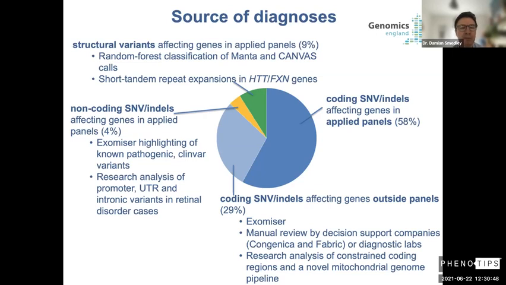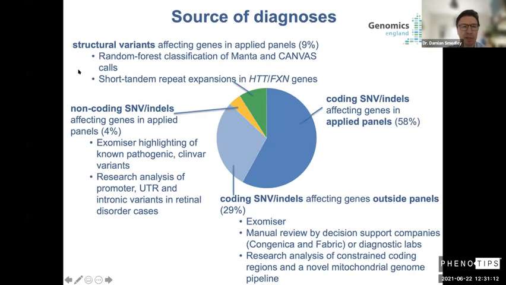So this was a combination of in-depth research analysis looking at the promoter, UTR and intronic regions in the eye cases in particular. Or Exomiser does actually highlight known pathogenic non-coding ClinVar variants. And that detected some of these non-coding diagnoses. And then finally, 9% involved structural variants.